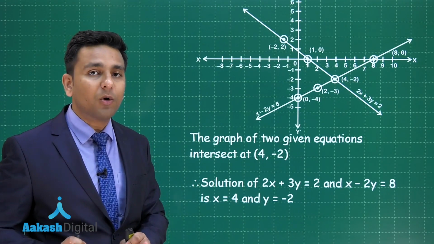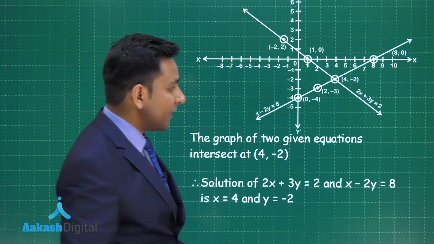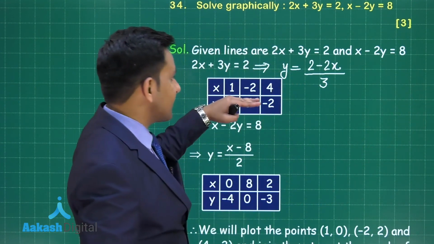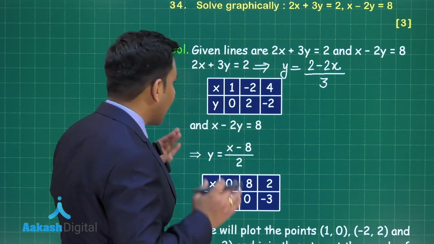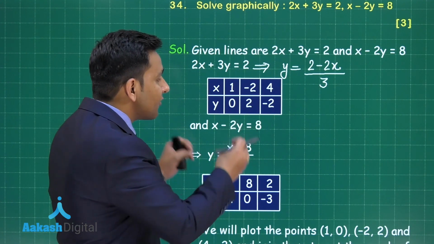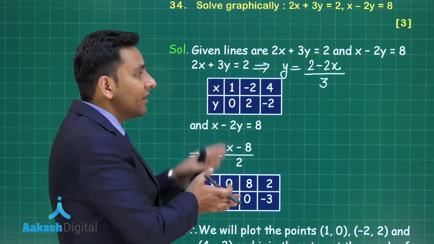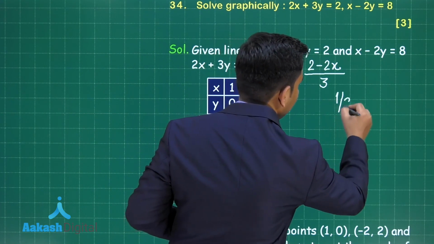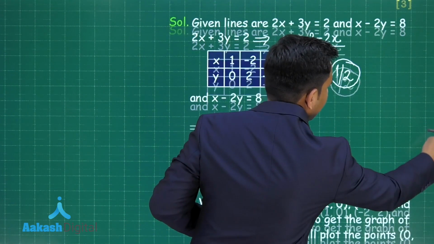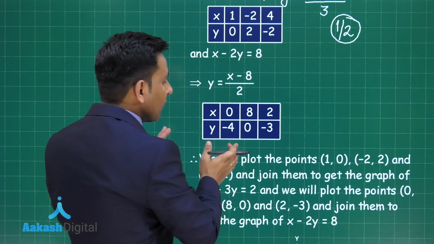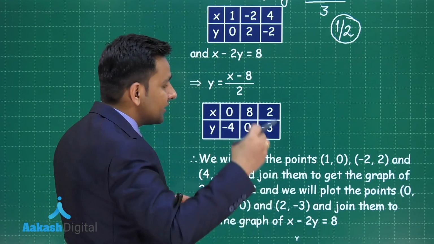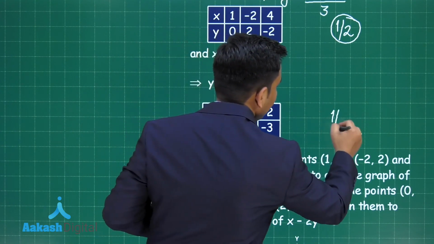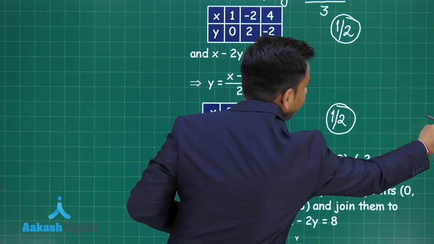Now let's talk about the marking scheme of this question. So I'm starting with the very first step. When we have calculated the coordinates of 3 points which satisfy this first linear equation, this step will give you half a mark. Similarly, for the second linear equation, when we have calculated the coordinates of 3 points which satisfy this equation, this will give you the next half a mark.